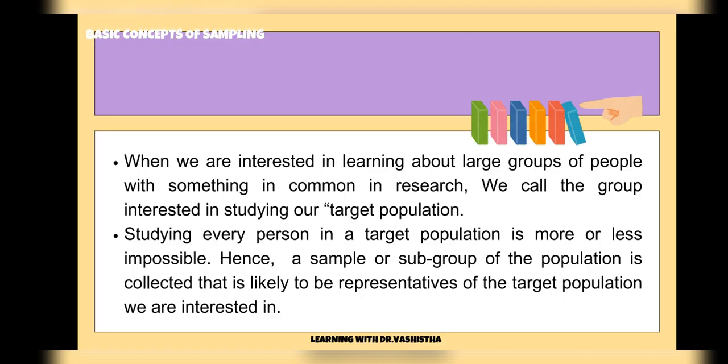Thus, in the end, we can say that the purpose of sampling arises when we are interested in learning about a larger group of people with something common in research. The group we are interested in is called the target population, but because of its huge nature, it's impossible to study each and every person. And here sampling helps, because, as we all know, we take out a subgroup or sample and study it for knowing the characteristics of that larger population. So this is the main purpose.